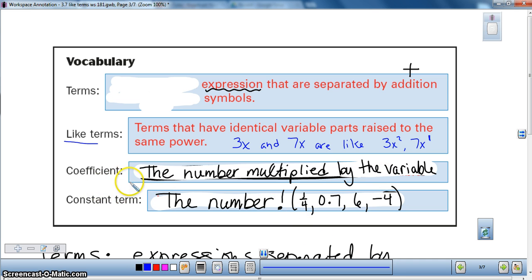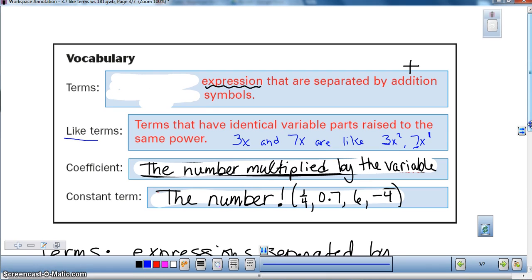Coefficient, you want to add this to your notes. It's the number multiplied by the variable. So here our coefficient is 3 and 7. The coefficient of x squared is 3. The coefficient of x is 7. Constant is simply the best way to put it. It's the number by itself. 1/4, 0.76, -4, when you have a number all by itself.